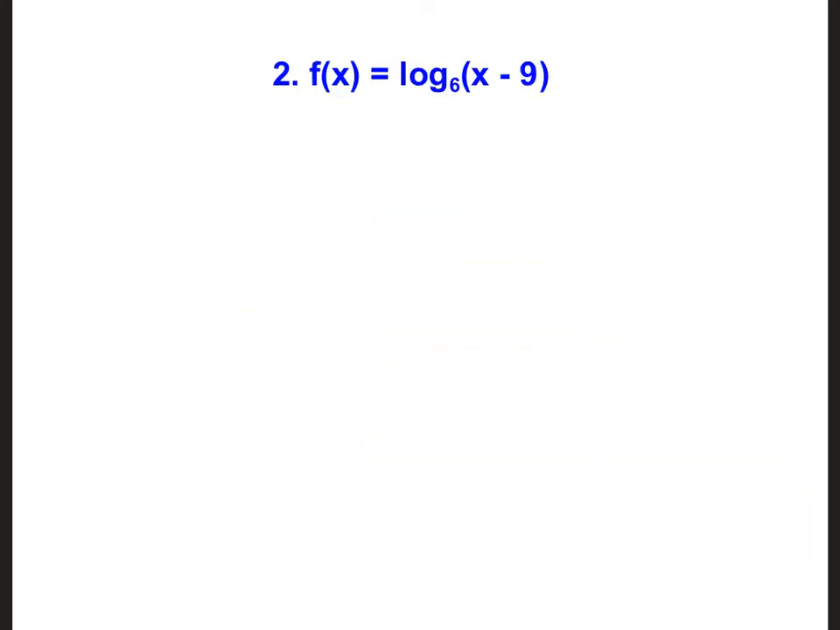All right, let's look at our second one. We have f of x equals log base 6 of x minus 9. Again, my first step is to get rid of f of x. So we're going to have y equals log base 6 of x minus 9.